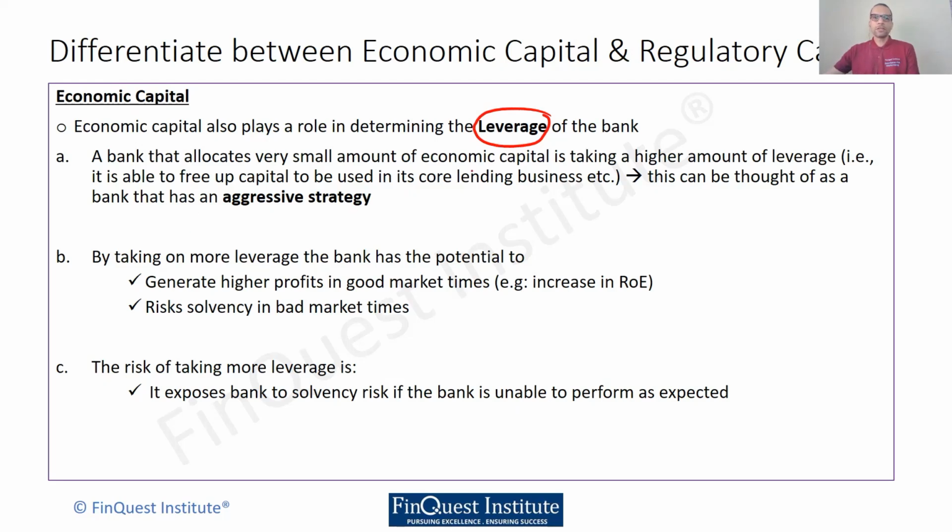So a bank that allocates very small amount of economic capital, they're taking a high amount of leverage. Now, why do we say high amount of leverage? Because let's say it's a very aggressive bank and they want to really grow very, very fast. So the bank's management would make a decision that fine, we are going to follow an aggressive strategy. So for that purpose, we are going to allocate lesser amount of capital in the form of economic capital, and the remaining balance, that is something which we are going to use to pursue our business. That additional capital which is getting freed up, that is something which the bank is going to consume for growing its lending business.